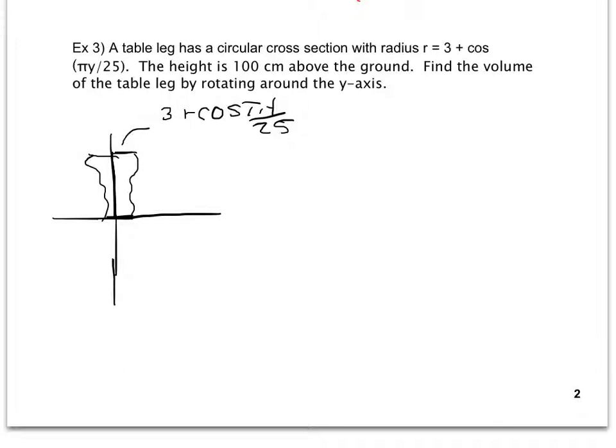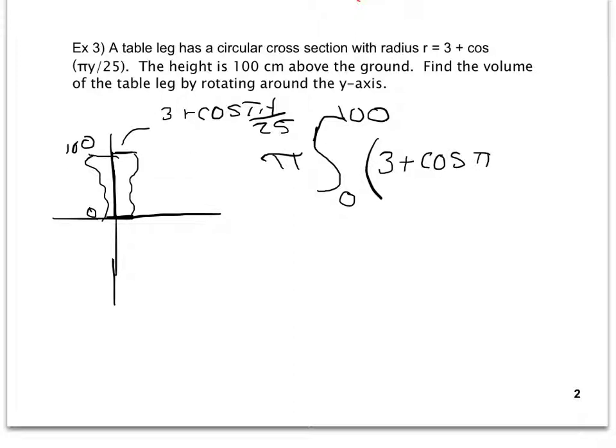So the thing I want you to be careful of is that's not telling me the height of my cross section or height of one of my discs. That's telling me I'm going from 0 up to 100 on the y-axis. So that's telling me when I set my integral up, I'm going to have pi times the integral of 0 to 100. My radius is 3 plus cosine pi y over 25. So I'm going to plug that in and square it. And then my width is my dy, so that's kind of where the width comes from. It's the other piece of my function.